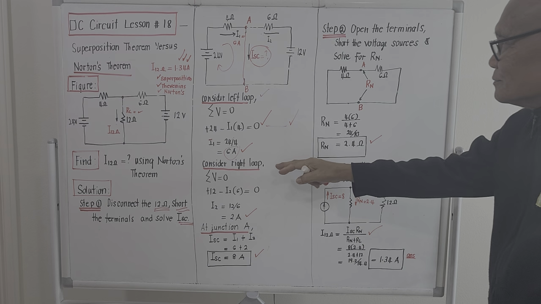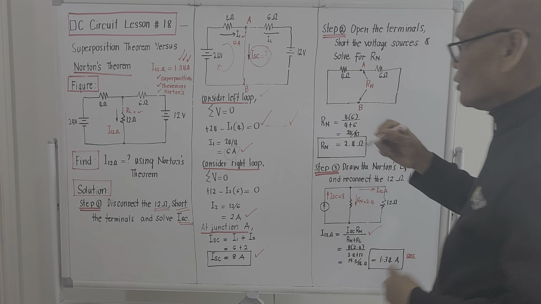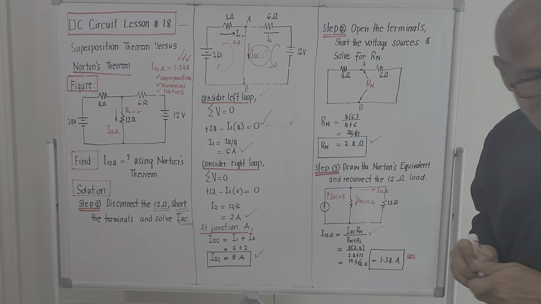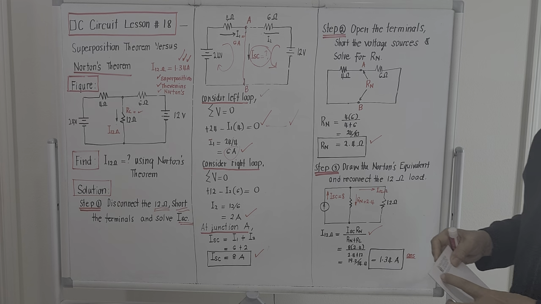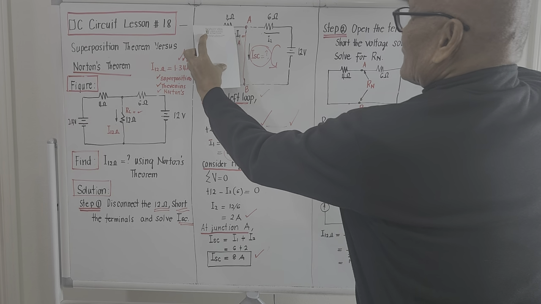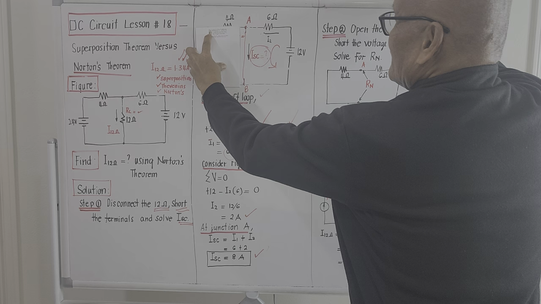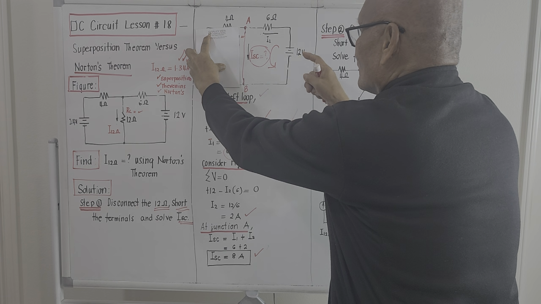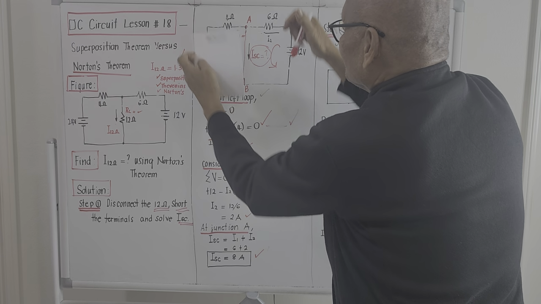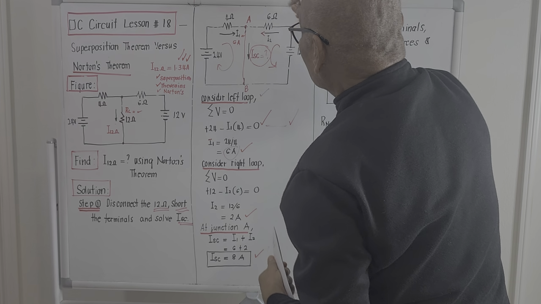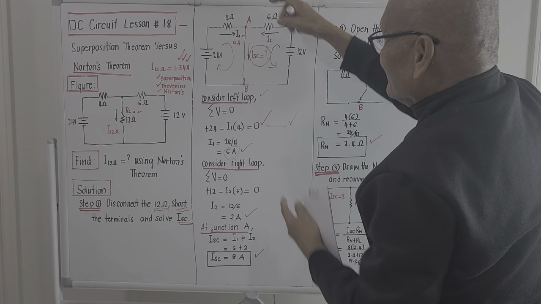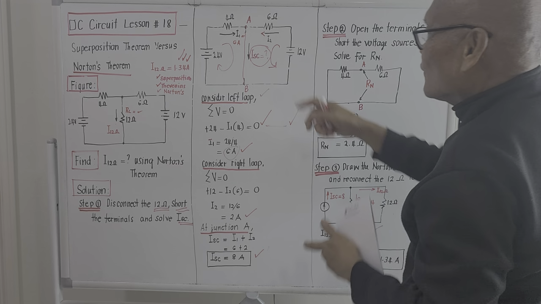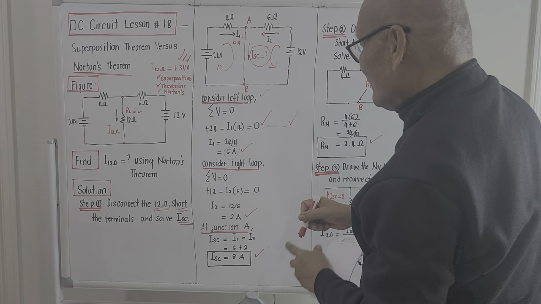Consider the right loop. If we consider the right loop, the configuration will be something like this. While taking the summation of the voltages, forget the left loop. We are done with the left loop. So this is plus 12 voltage source, minus the drop here. If there is a resistance here, there should be a voltage drop, but we assume that the connecting wire has zero resistance. So this is equal to 0.